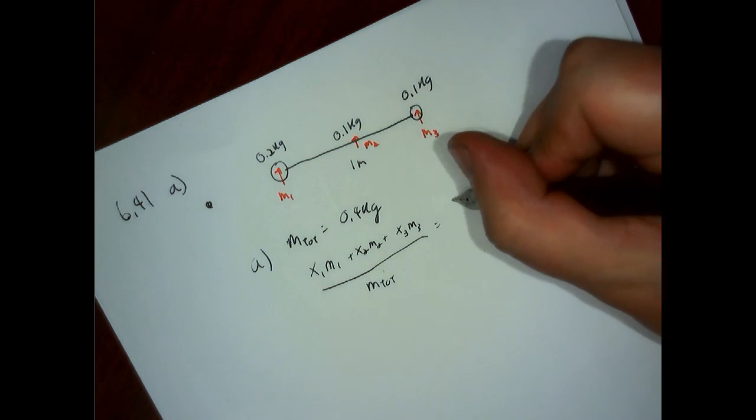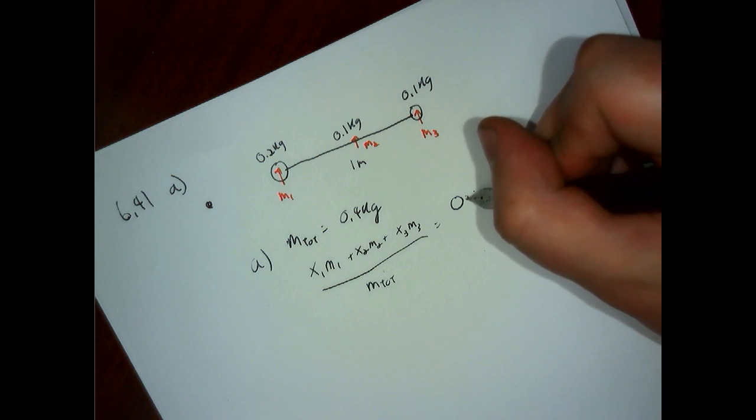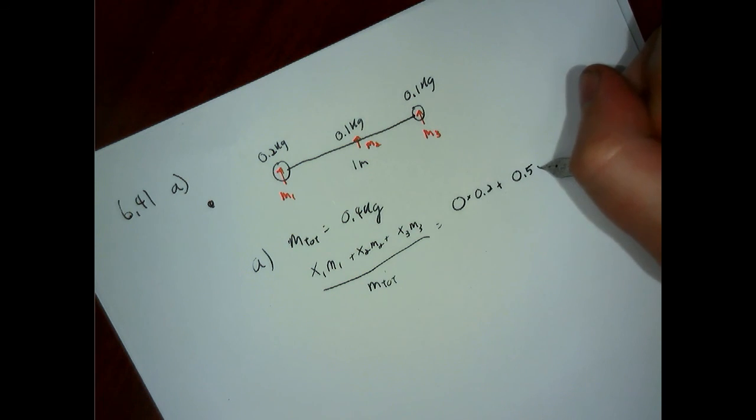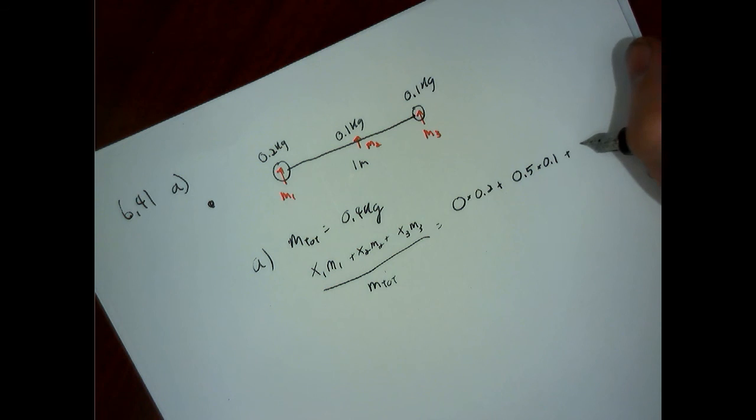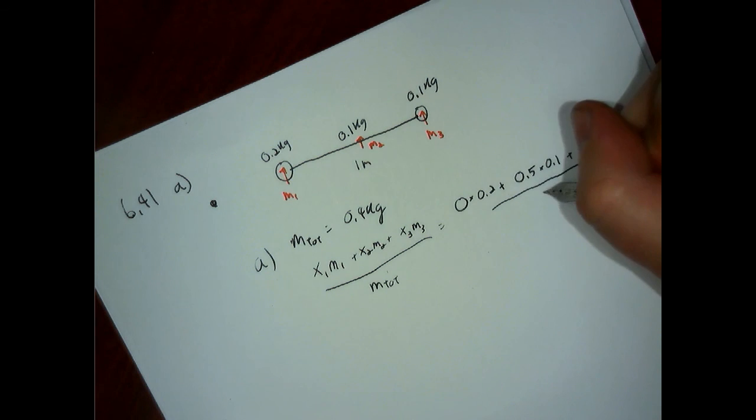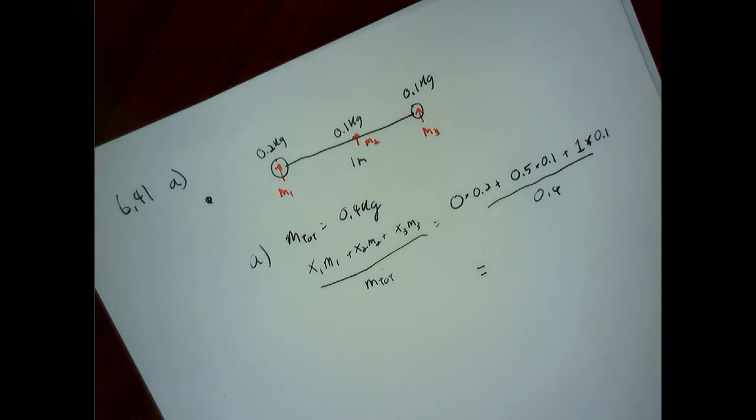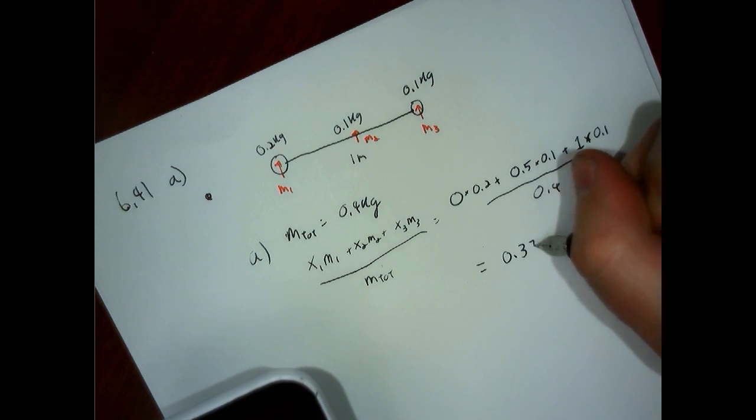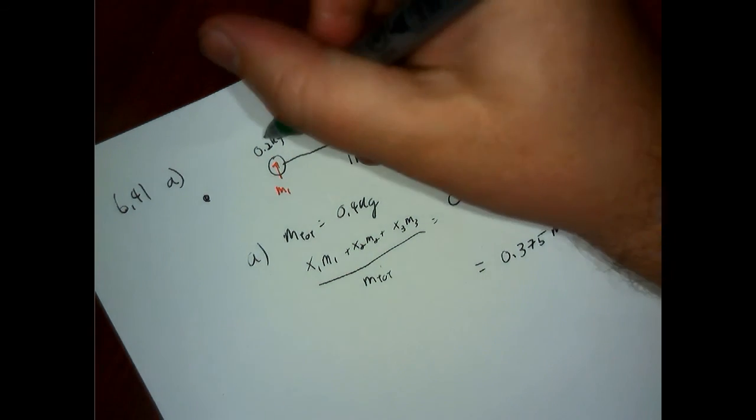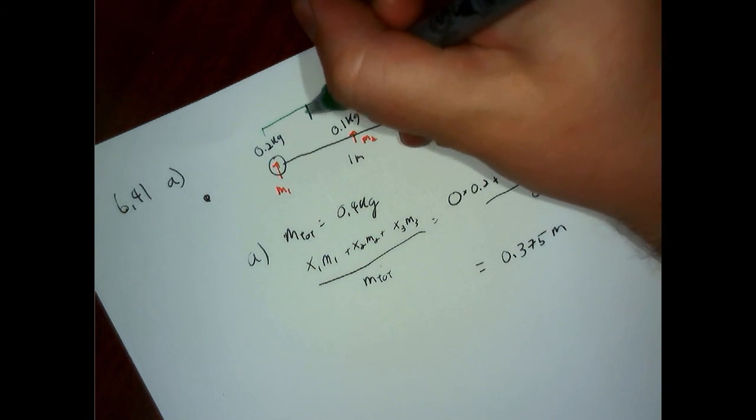So in this case, it'll be 0 times 0.2 plus, all right, its position is 0.5 and its mass is 0.1. And the third one is a position 1 and its mass is 0.1. All divided by 0.4. And the result is 0.5 times 0.1 plus 0.1, divided by 0.4, 0.375 meters, right? So it's 0.375 meters away from the center, which is, I don't know, here.